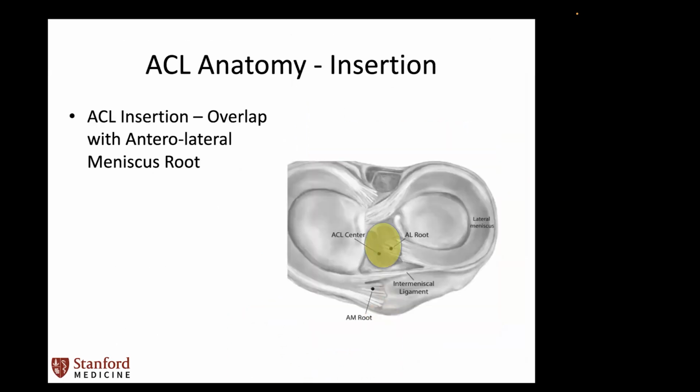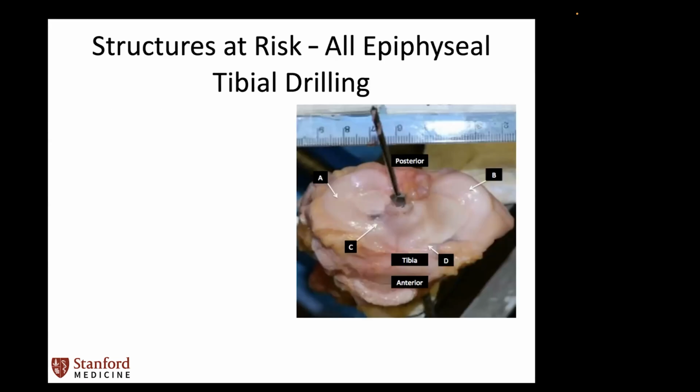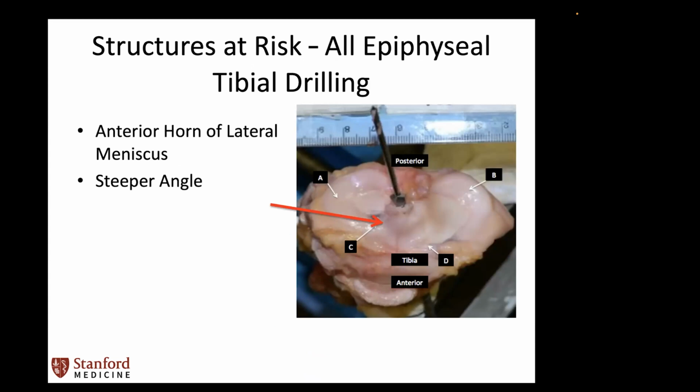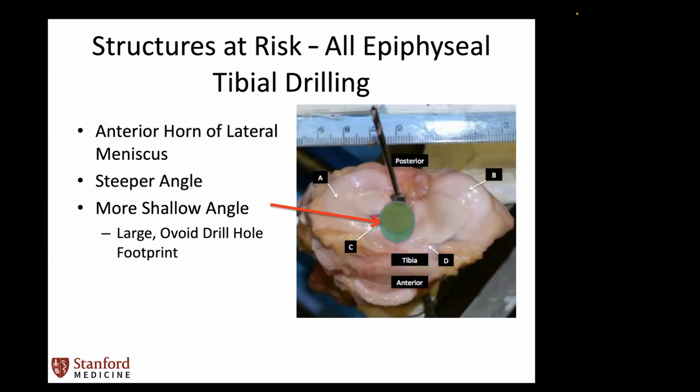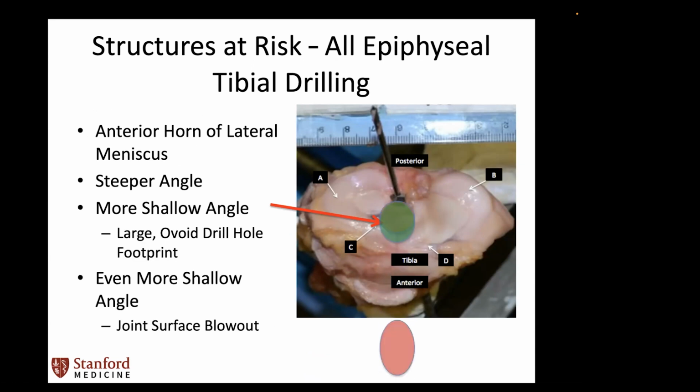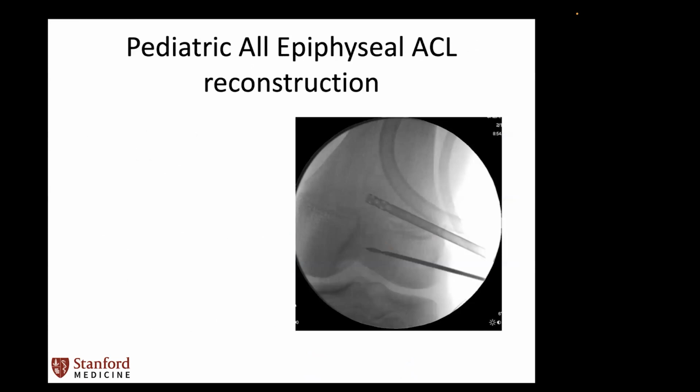So to talk about this overlap of the anterolateral root, the more shallow your drill hole is, the greater the risk of injury to that root of the meniscus. And so if you've got a shallow angle, you're going to see how it can damage more of the meniscus. So here's a pediatric knee. There's the anterior horn of the lateral meniscus. With a steeper, more vertical angle, which gets closer to the physis, you have a rounder, circular aperture, and less risk of root damage on that lateral meniscus. But as you get a more shallow angle, that hole goes from round to more ovoid to quite elliptical, and this puts you at risk for having a joint surface blowout. So it's a fine line between too steep and too shallow. You've got to be careful when you're doing that.